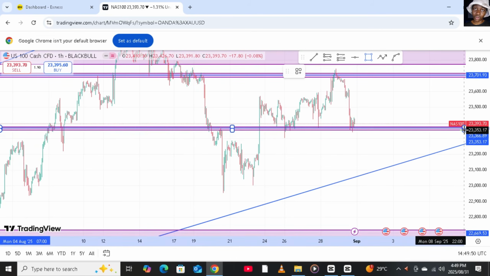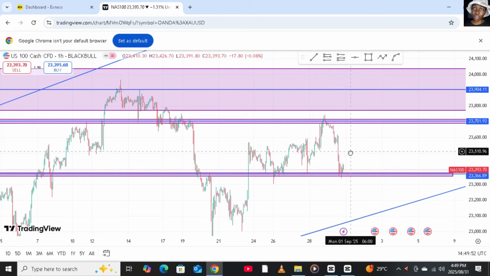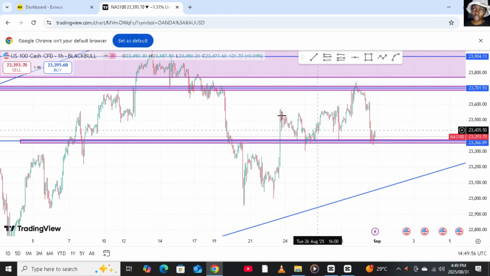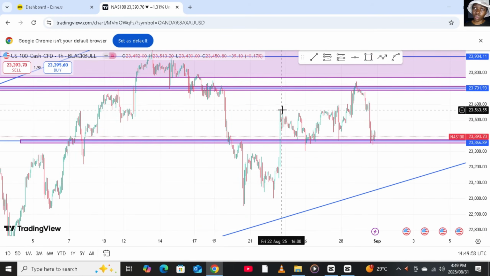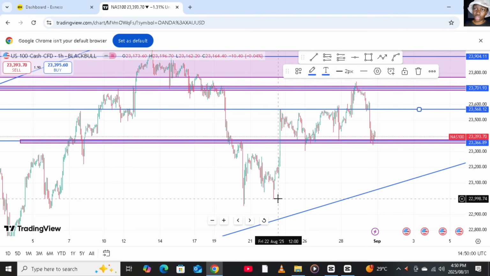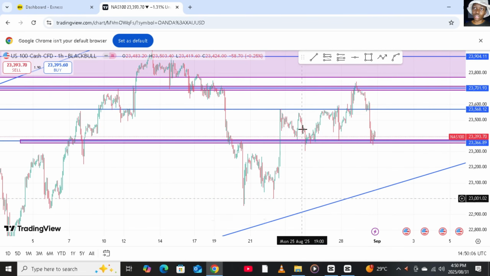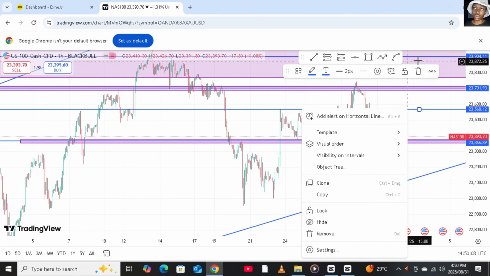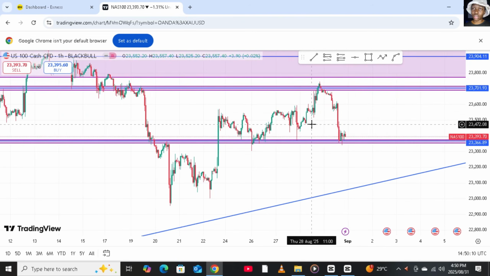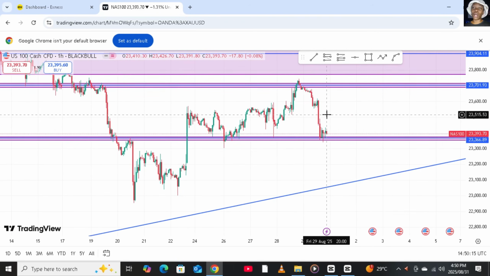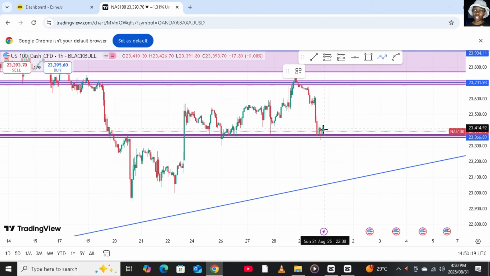We don't have a current resistance yet, so if the market is buying, it has to go somewhere up here. I wouldn't say I must draw a line right here and then draw a line right here, because then it wouldn't make sense, you know. So if it doesn't make sense for you, then don't do it. I have to keep it as clean as possible for you guys to understand. But then this is what I have.